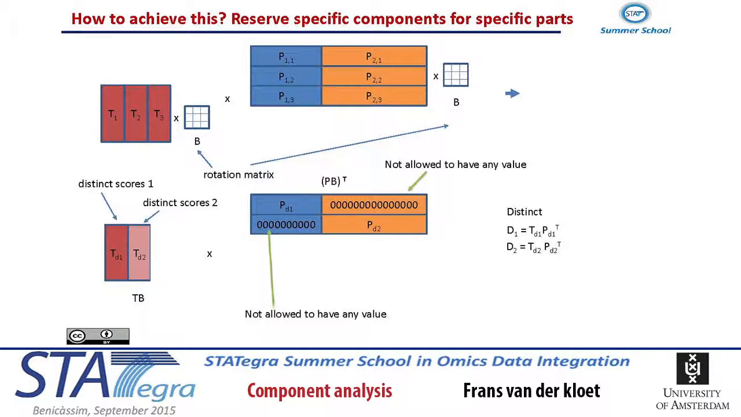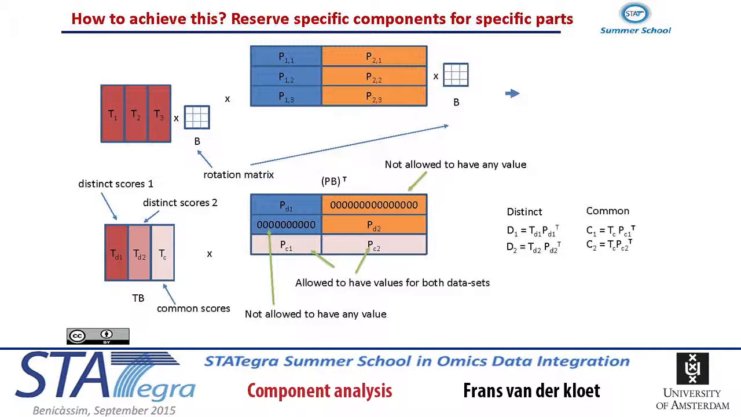Only by selecting the appropriate rotation matrix here. Then here, for the second part, for my second distinctive data set, I force the loadings for data set 1 to be 0. Then I end up with distinctive scores for the second block, and I end up with this formula. So I already have half of my equations ready there.